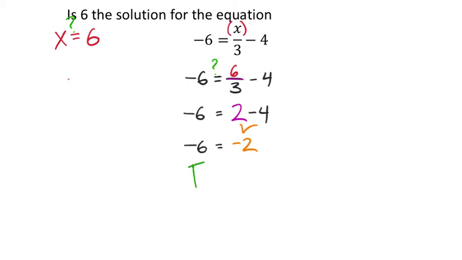This right here is false. Negative 6 does not equal negative 2. That's a false statement right there, which means that x equals 6 is not the solution. Is that the solution? No, it's not.